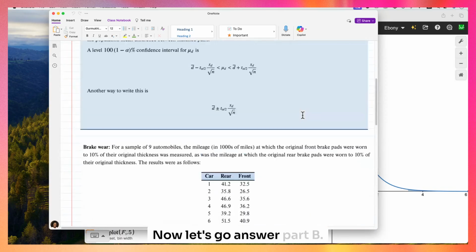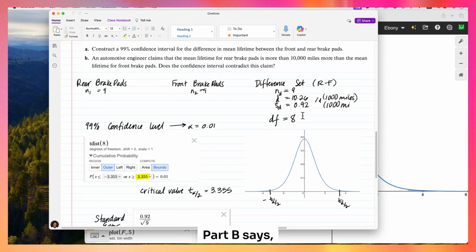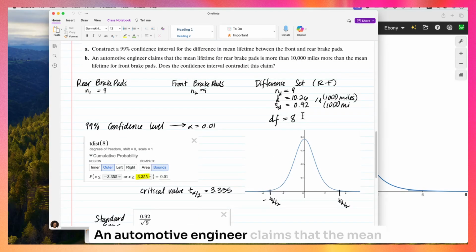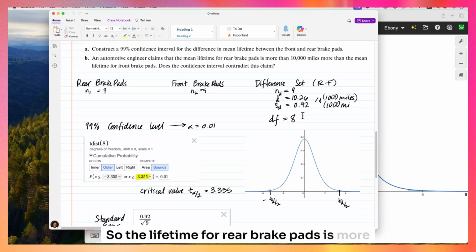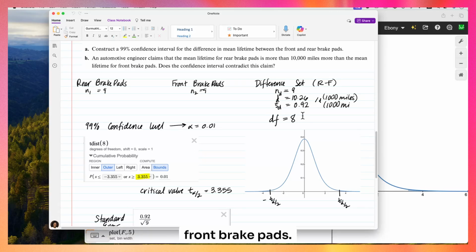Now let's go answer part B. Part B says, an automotive engineer claims that the mean lifetime for rear brake pads is more than 10,000 miles more than the mean lifetime for front brake pads. Does the confidence interval contradict this claim? So the lifetime for rear brake pads is more than 10,000 miles more than the lifetime for front brake pads.